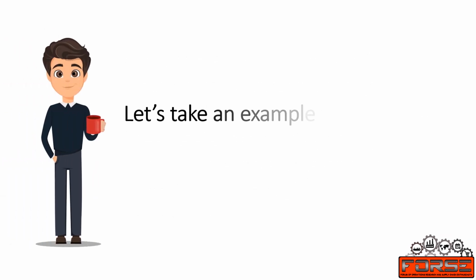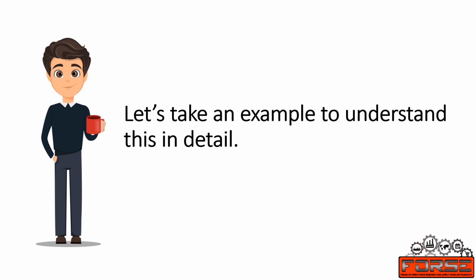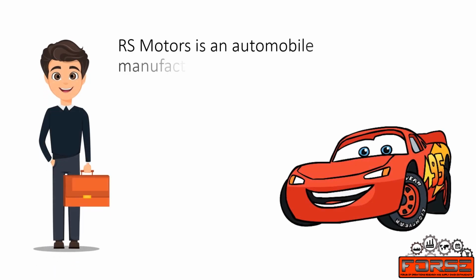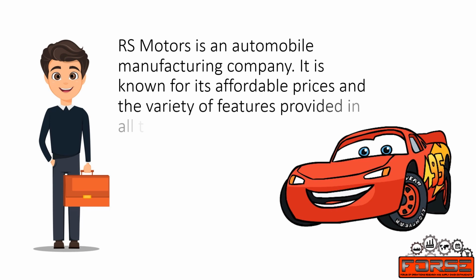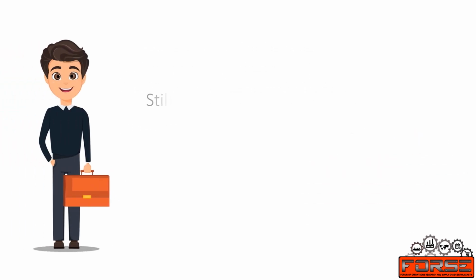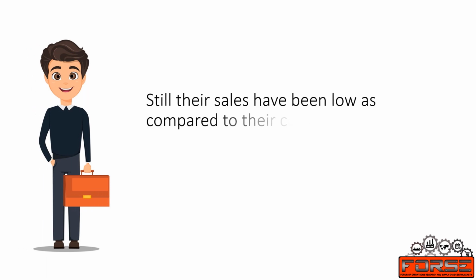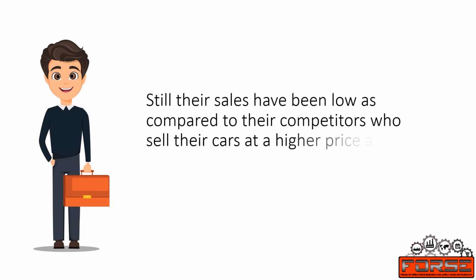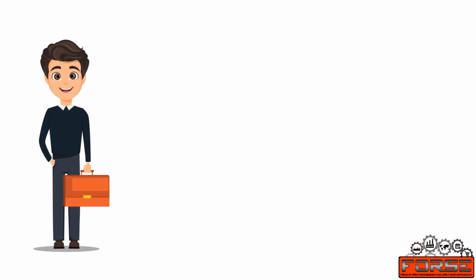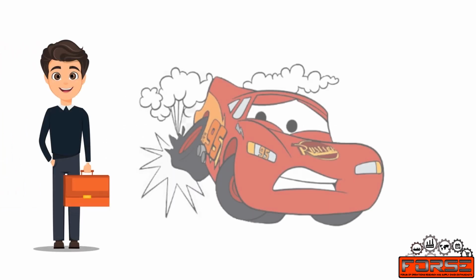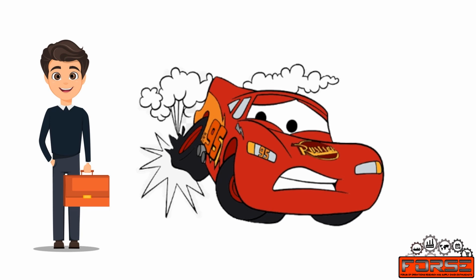Let's take an example to understand this in detail. RS Motors is an automobile manufacturing company. It is known for its affordable prices and the variety of features provided in all the cars. But still, their sales have been lower than their competitors, who sell their cars at a higher price and with less features. When the CEO, Mr. Jones, asked for the reason behind this, it was found out that their competitors were outperforming them in quality.